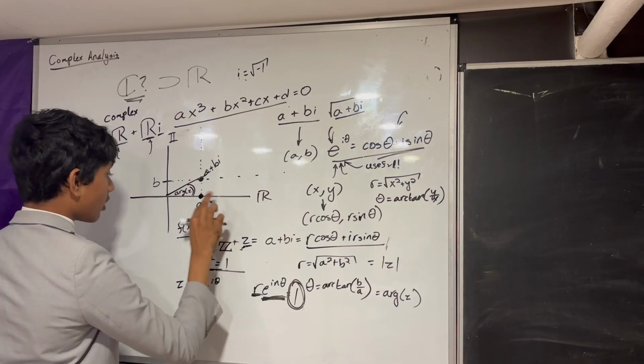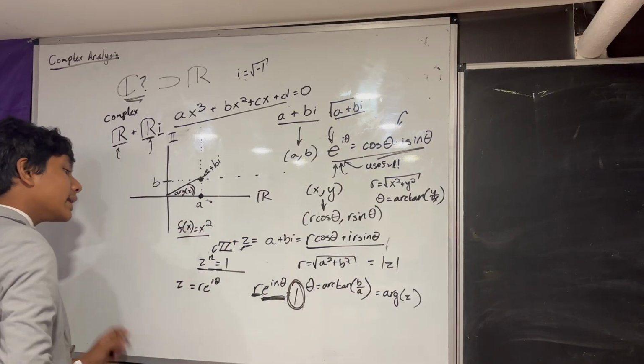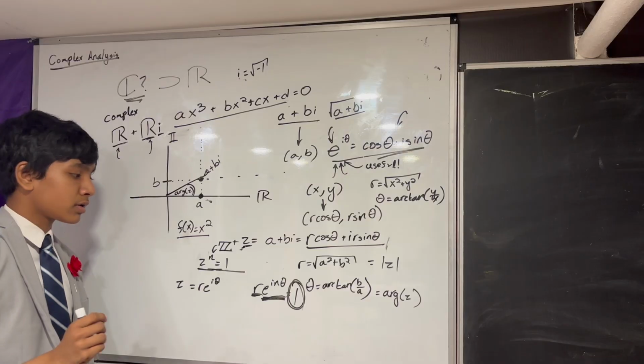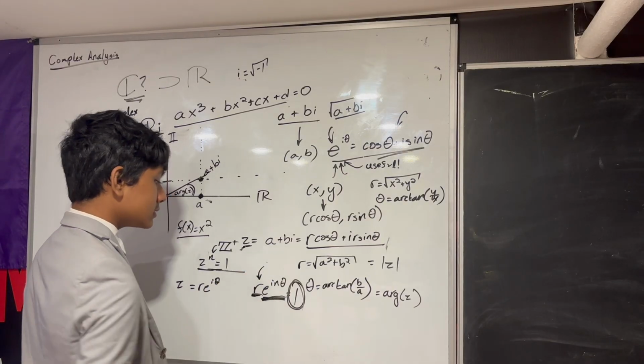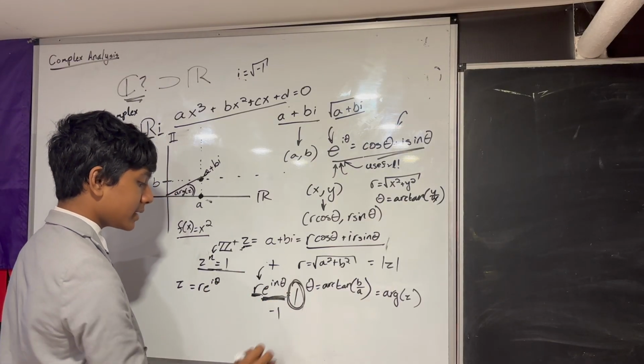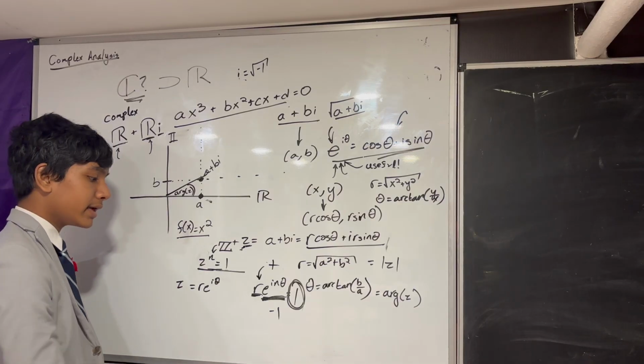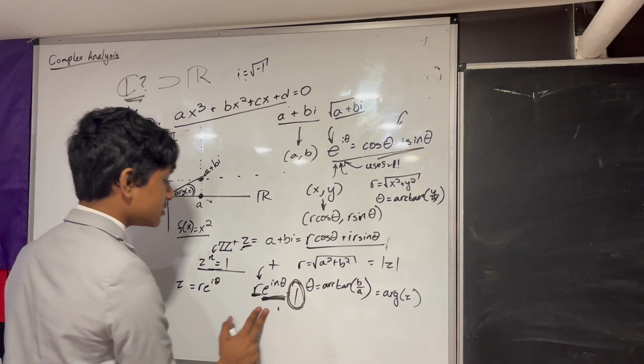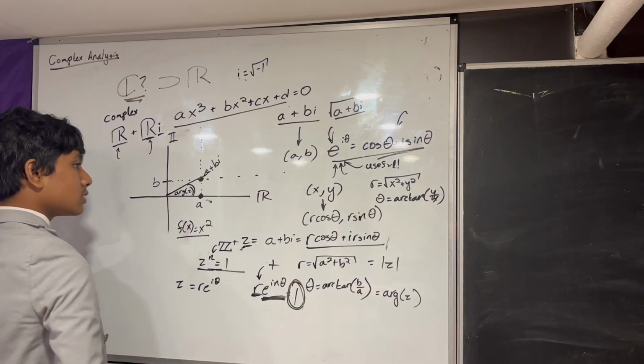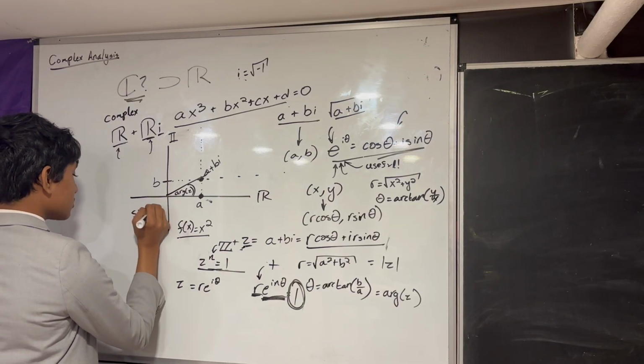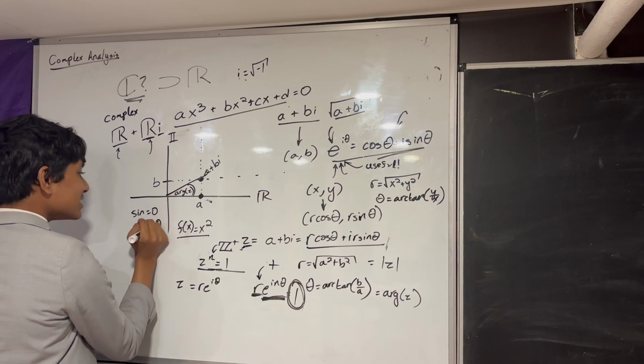I say 0 pi, 2 pi, 3 pi, 4 pi, but in reality, only some of these work, because r is always positive. So this ends up being negative 1. There's no way we can choose r to make this a solution. So when is sine equal to 0 and cosine positive?